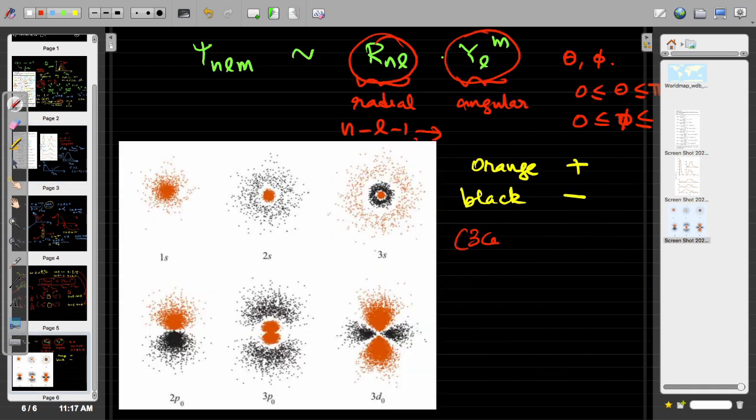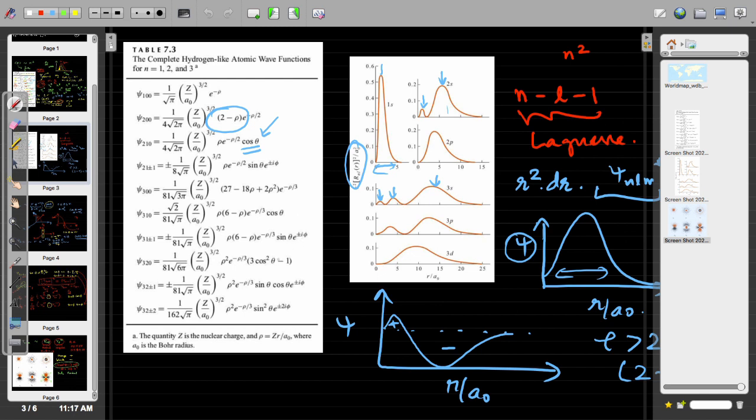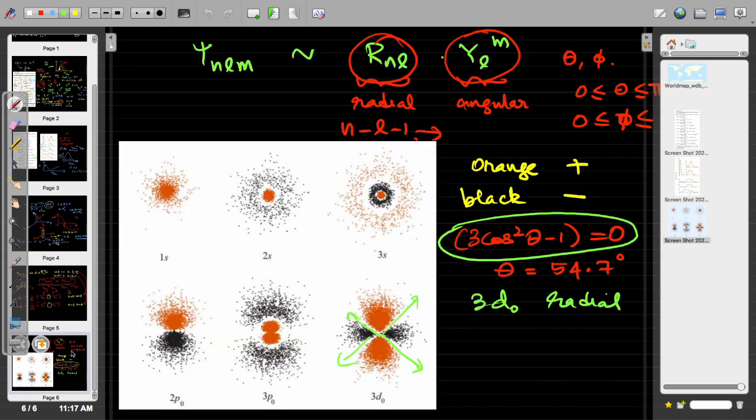So you are asking, where does 3 cos square theta minus 1 go to 0? If you calmly sit down and calculate, you will realize that theta is 54.7 degrees, which is exactly where you end up seeing the nodes. So basically, the 3d0 orbital does not have a radial node. On the other hand, the angular node comes up only because of the theta term, because there are no phi terms present. You see, there is no e power i phi term. So the nodes come up entirely due to the theta component.